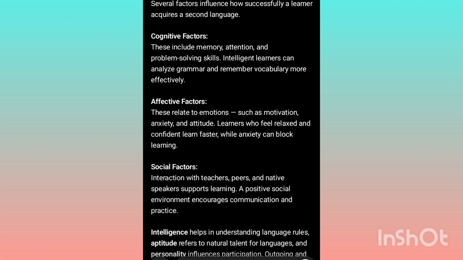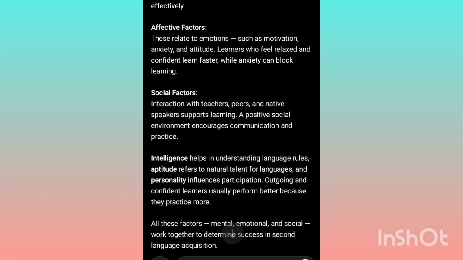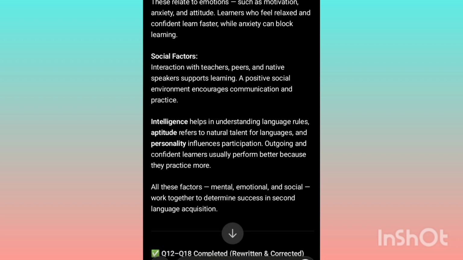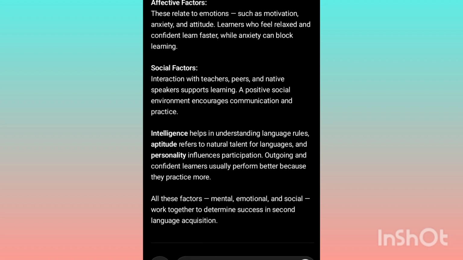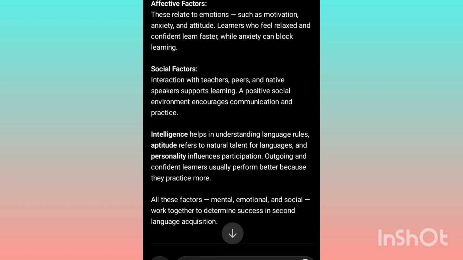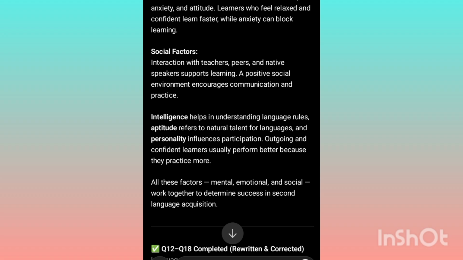Affective factors. These relate to emotions such as motivation, anxiety, and attitude. Learners who feel relaxed and confident learn faster, while anxiety can block learning. Social factors. Interaction with teachers, peers, and native speakers supports learning. A positive social environment encourages communication and practice. Intelligence helps in understanding language rules. Aptitude refers to natural talent for languages. And personality influences participation. Outgoing and confident learners usually perform better because they practice more. All these factors, mental, emotional, and social, work together to determine success in second language acquisition.